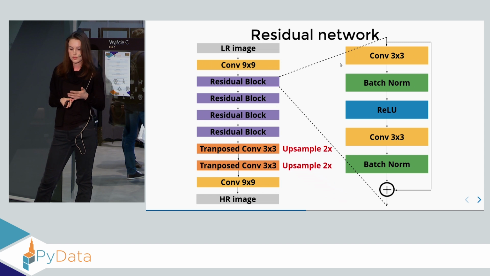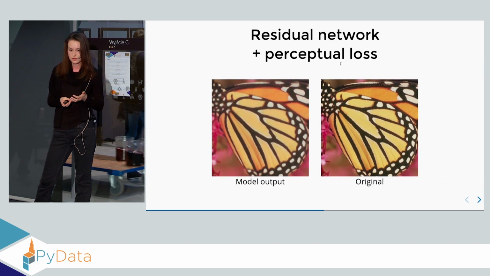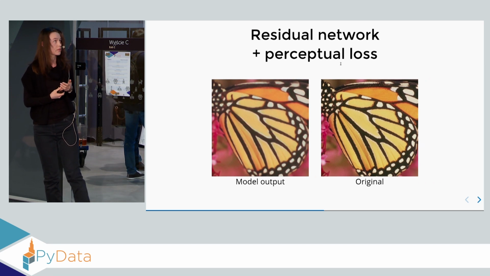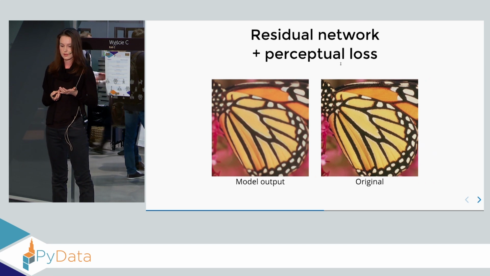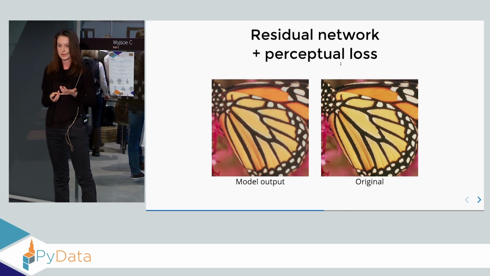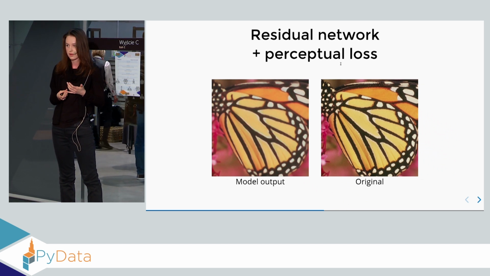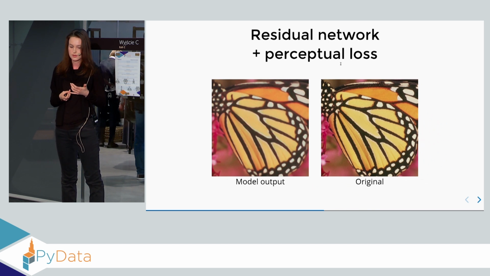And also you can see that most of the computation is done on the lower resolution image, and you upsample the image at the end of the network. So we achieve something like this. It's quite good, but it has a really low PSNR because of the artifacts you will see in a moment. But still, I think it looks pretty good.